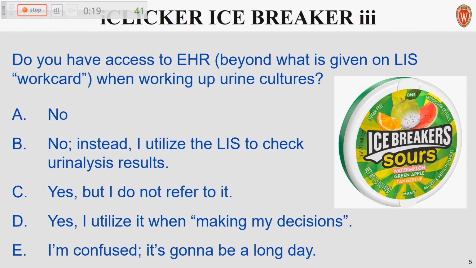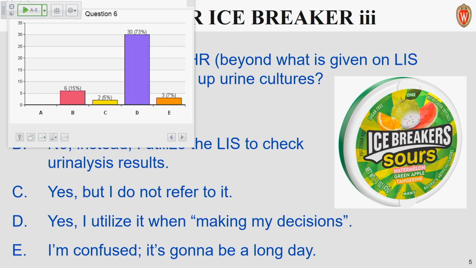How many is that, 2? 4. Awesome. So it does look like the majority of us do have access, and we are using the medical record to make our culture workup decisions. Okay, interesting. Thank you.